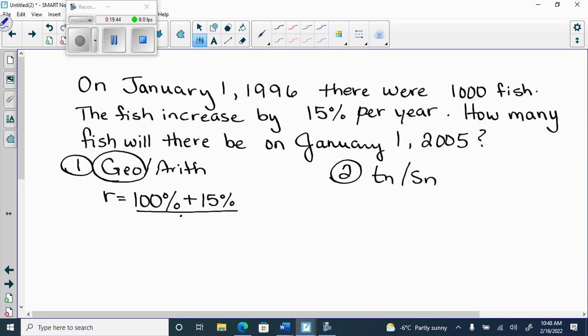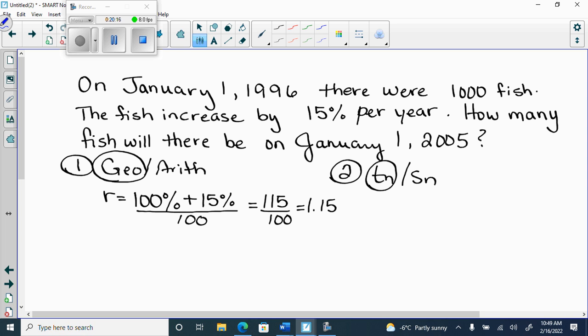How do we get rid of percent? Divide by 100. So we get 115 divided by 100, which is 1.15. Does it give me the total or ask me to find the total from 1996 to 2005? If it doesn't give you the total or the word total isn't in there at all, then it's what? Tn, because it just wants to know how much is in 1 year. So term whatever, correct? So we know it's Tn.